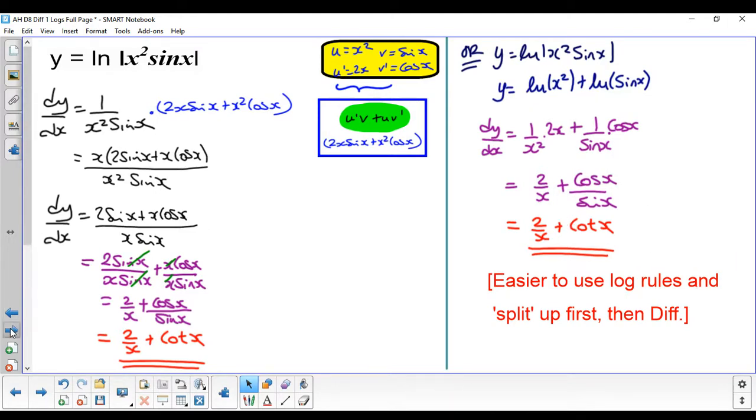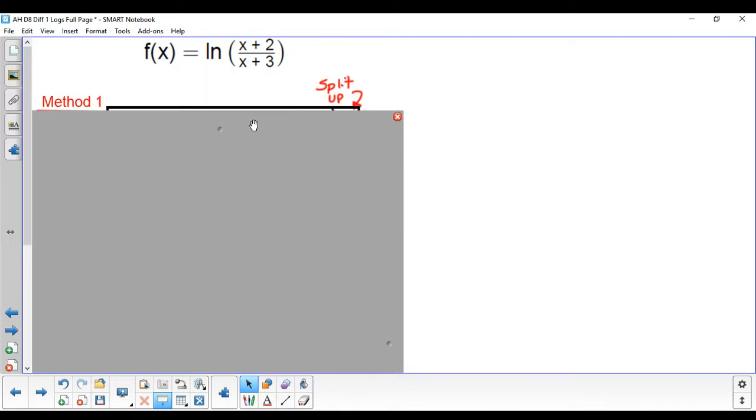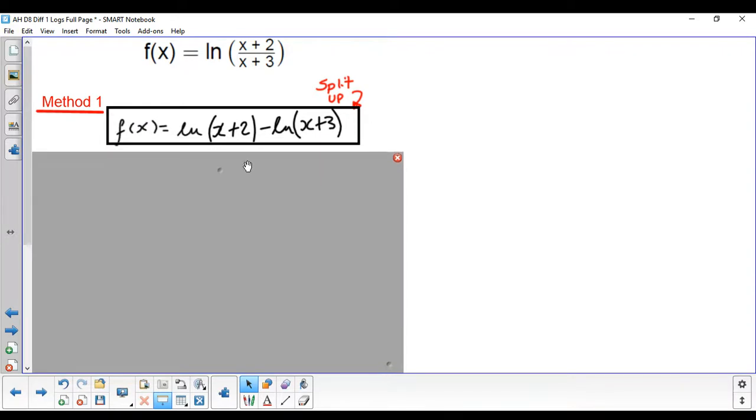So let's go to another one just to emphasize that point. What about this one here? We can, first of all, look at if we just did 1 over and then use the chain rule. Method 1, I went for splitting it up. So if I split it up, I have log x plus 2 minus log x plus 3. And then there'll be 1 over x plus 2. Chain rule just brings out 1, minus 1 over x plus 3.